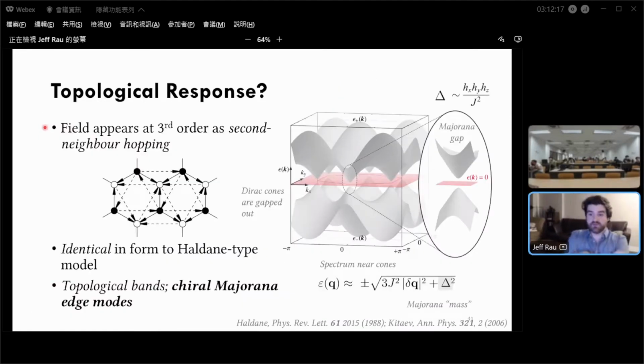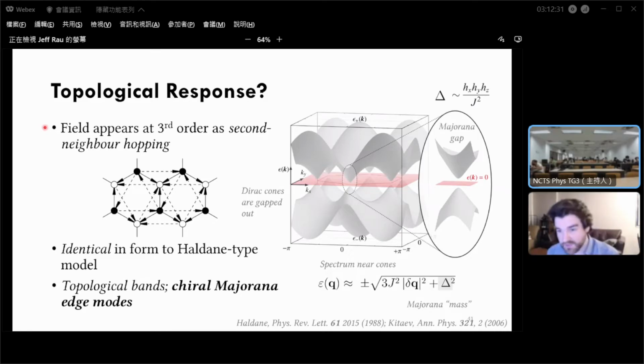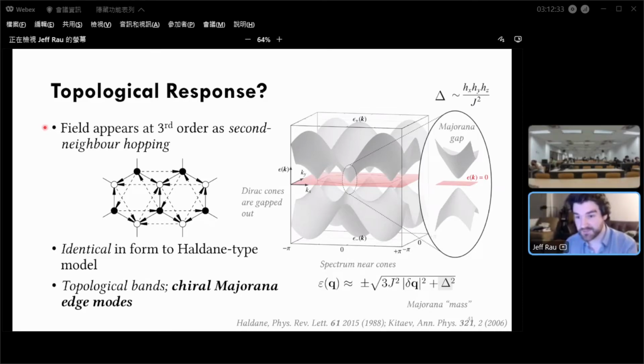Lastly, you can ask about the sharpest, maybe most smoking gun prediction for topologically ordered phases. If you go back to, say, the quantum Hall effect, the way you confirm the quantum Hall effect is to measure the quantum Hall effect. It has a topological response. It's hard to get quantized responses for things any other way. And so you might hope that spin liquids might have something similar.